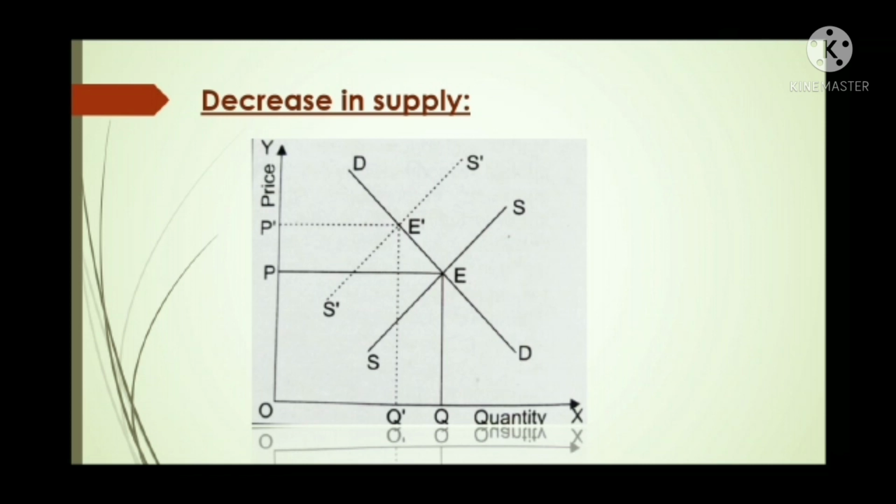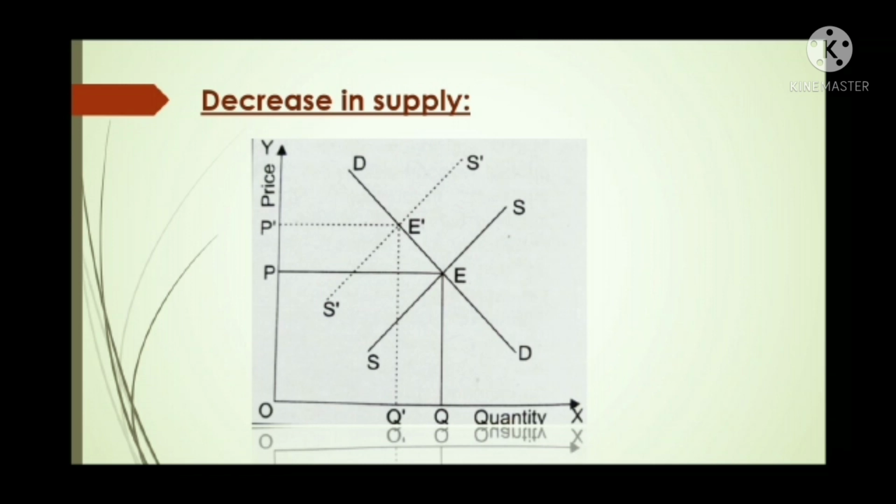You see here in this diagram, the original supply curve SS intersects the given demand curve DD at point E. Thus, OP is the original equilibrium price and OQ is the original equilibrium quantity. When supply decreases as represented by the new supply curve S1S1, the equilibrium price rises to OP1 and the equilibrium quantity falls to OQ1.